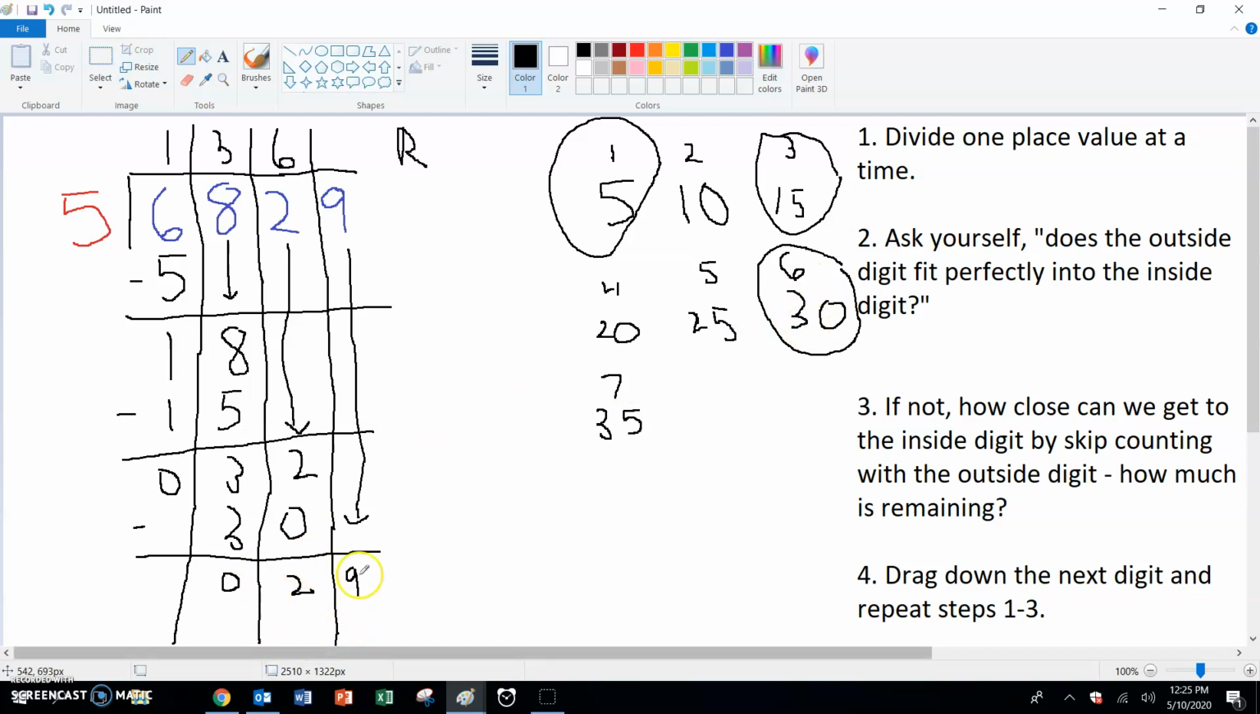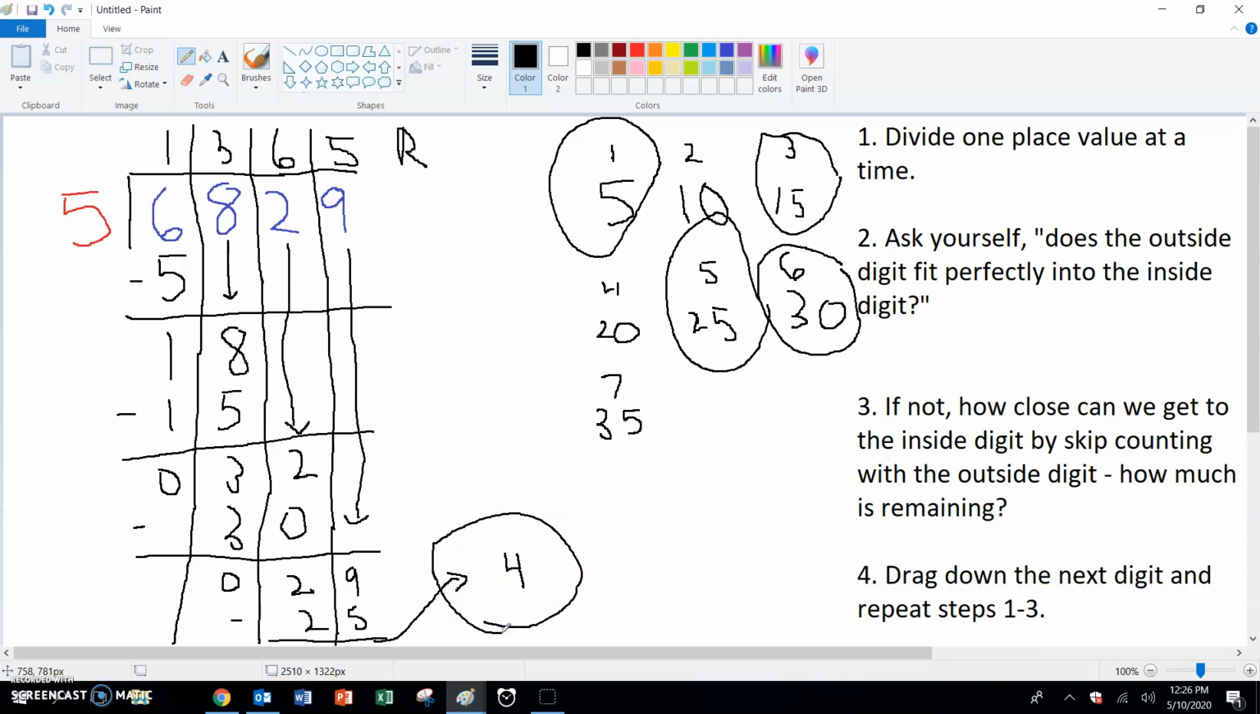That exceeds 29, which means the closest we can get to 29, skip counting by 5, is 5 groups. The groups go on top, 5. How close we get goes on the bottom, 25. And we find how much is remaining by subtracting 25 from 29. 9 minus 5 is 4. 2 minus 2 is 0.